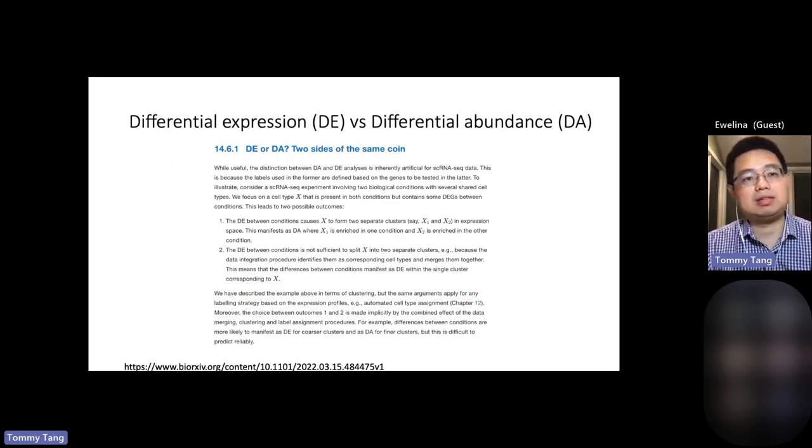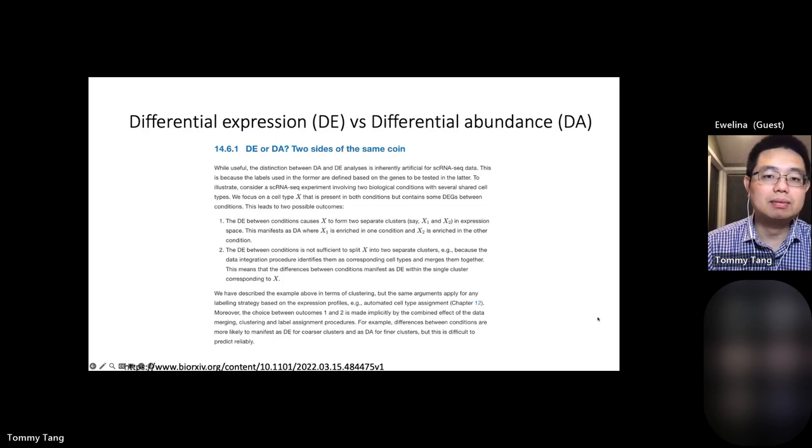We talked about differential gene expression and also differential abundance or composition analysis. Actually, those are two sides of the same coin, because the labels used in the differential abundance analysis are defined based on the genes to be tested in differential gene expression analysis. For a particular cell type X present in your control and case conditions, if the differential gene expression is so strong that cell type X is separated into two different clusters, this manifests as a differential abundance for one of the clusters. But if X does not form two clusters, the difference between the conditions manifests as differential gene expression within the single cluster corresponding to X.